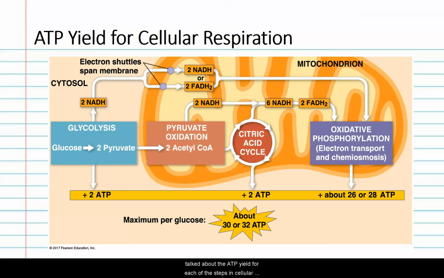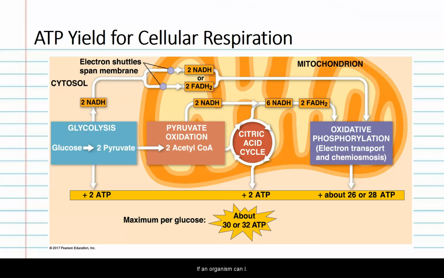So let's take a look back at that figure again. Now we talked about the ATP yield for each of the steps in cellular respiration, but I want to draw your attention to the top of this figure. Notice in glycolysis we get 2 reduced electron acceptors. We get 2 NADH molecules. That's not a ton, but as we move into the mitochondrion and we go through pyruvate oxidation and the citric acid cycle, we get a ton of what we call reducing potential or reduced electron acceptors. Now, those reduced electron acceptors, they have to put those electrons somewhere. They're going to carry those into the electron transport chain.